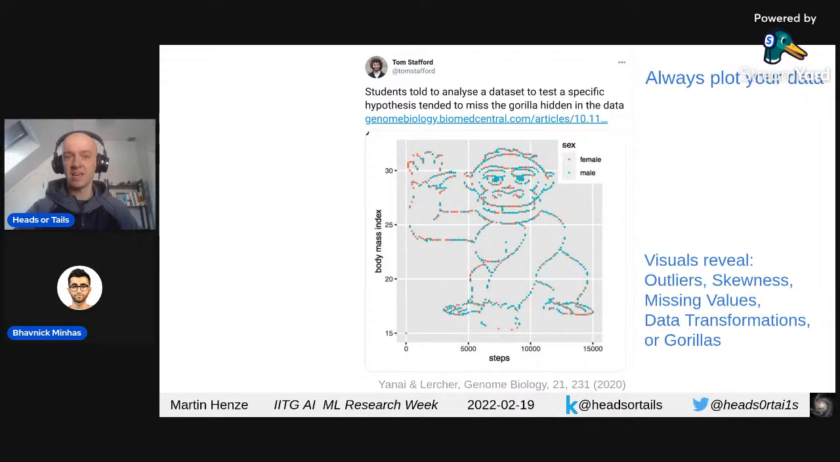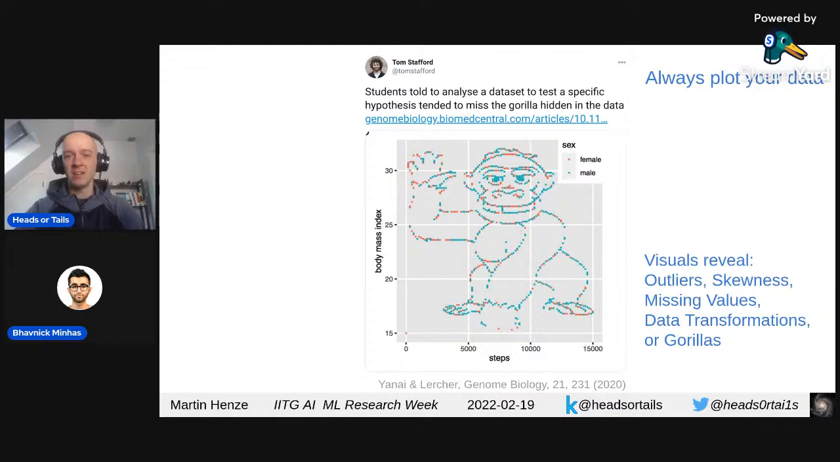So this was a psychological experiment, essentially. I found that on Twitter. It's a really nice story that I'd like to tell you about. And students were told to analyze a data set to test a specific hypothesis, right? So you see that there's body mass index, there's steps, there's male and female. So it has something to do with weight loss or weight gain, or probably something like this, or fitness.